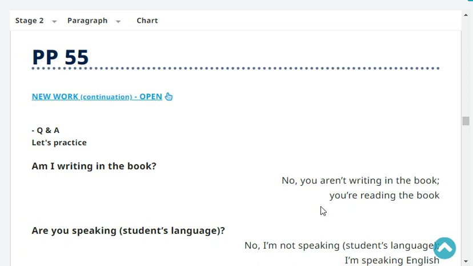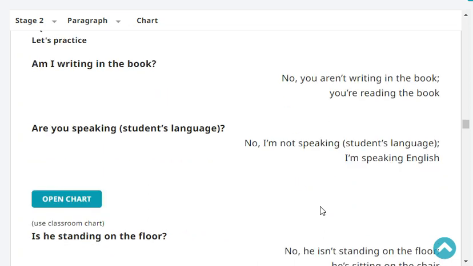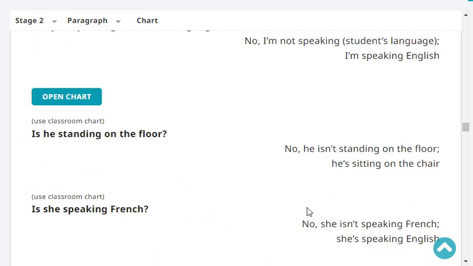Are you speaking Japanese? No, I'm not speaking Japanese. I'm speaking English. Very good. Is he standing on the floor? No, he isn't standing on the floor. He's sitting on the chair. Very good.